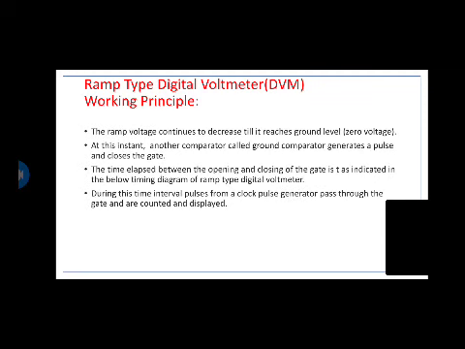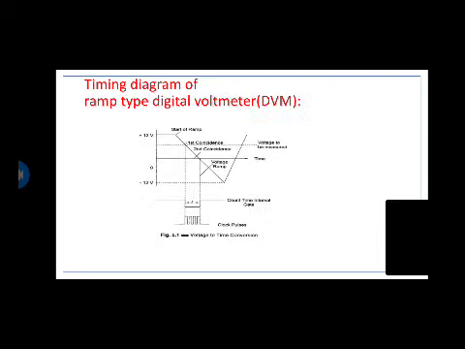The ramp voltage continues to decrease till it reaches ground level, 0 voltage. At this instant another comparator, called the ground comparator, generates a pulse and closes the gate. The time elapsed between the opening and closing of the gate is T, as indicated in the below timing diagram of ramp type digital voltmeter. During this time interval, pulses from the clock pulse generator pass through the gate and are counted and displayed.